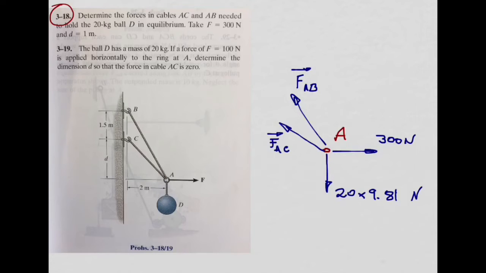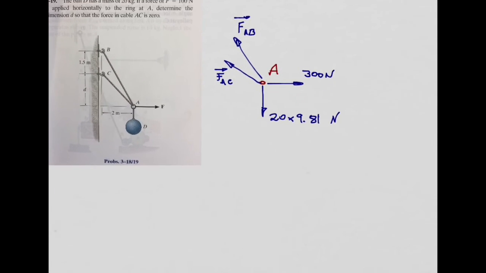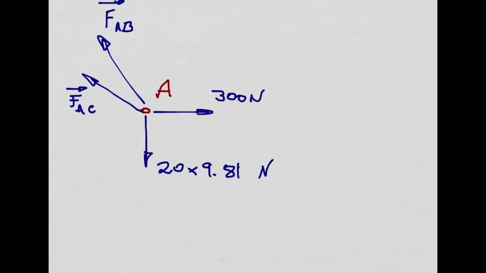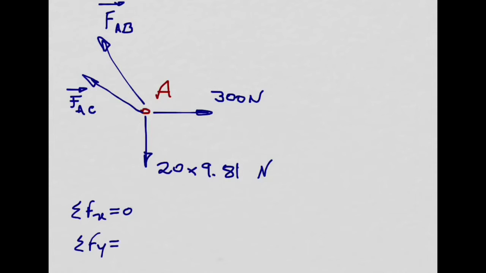The only thing we need now is to write the equilibrium equations for a particle. And those equilibrium equations are summation of forces in the x direction equal to 0, summation of forces in the y direction equal to 0. In a two-dimensional problem, this is what we have. Or if you want, you can do this in a different way. You can just add all the vectors.